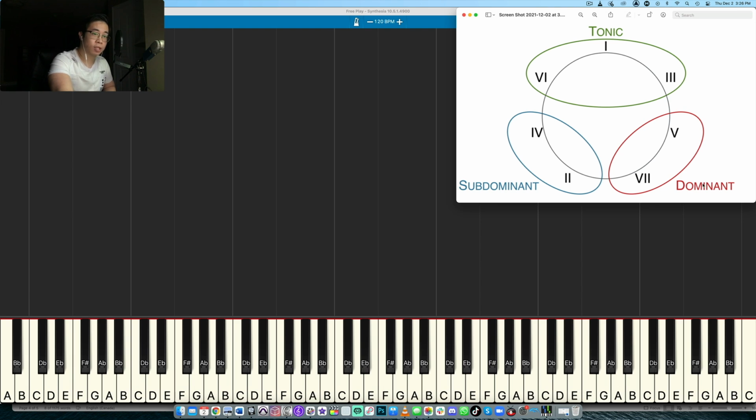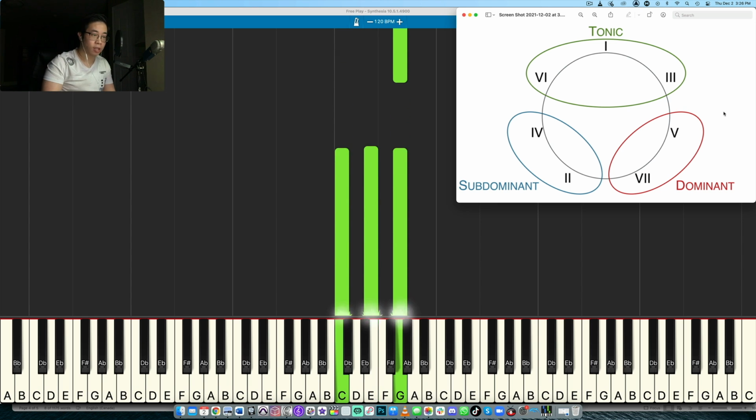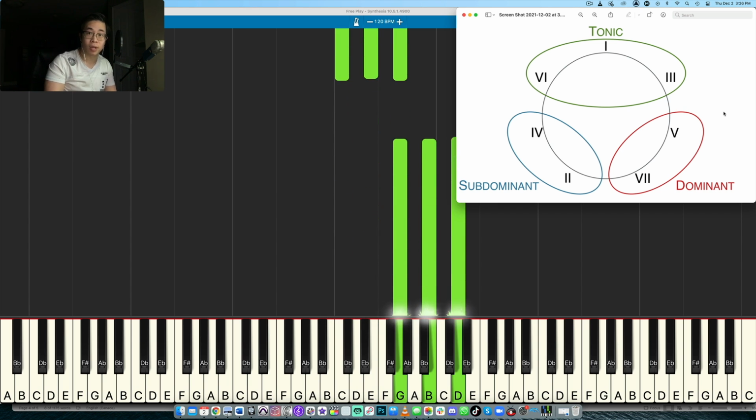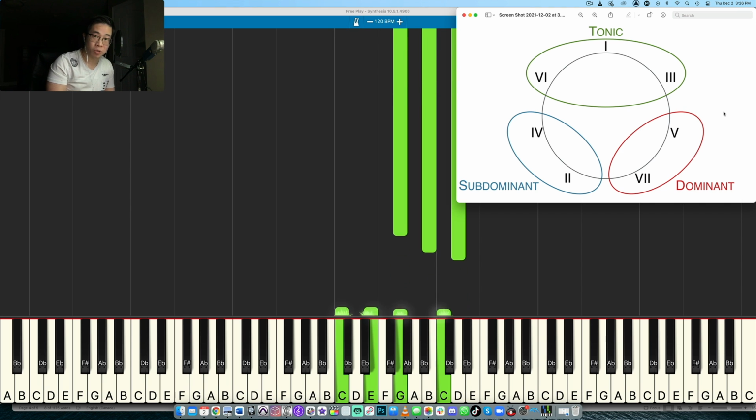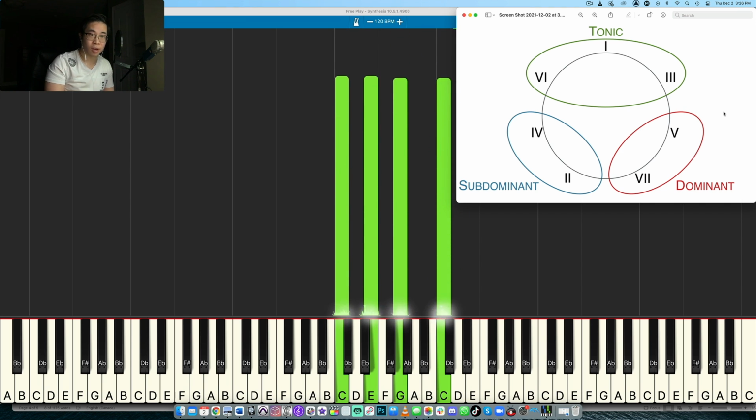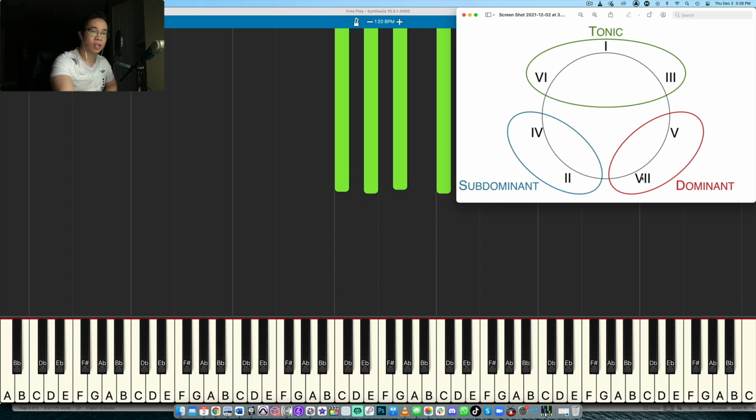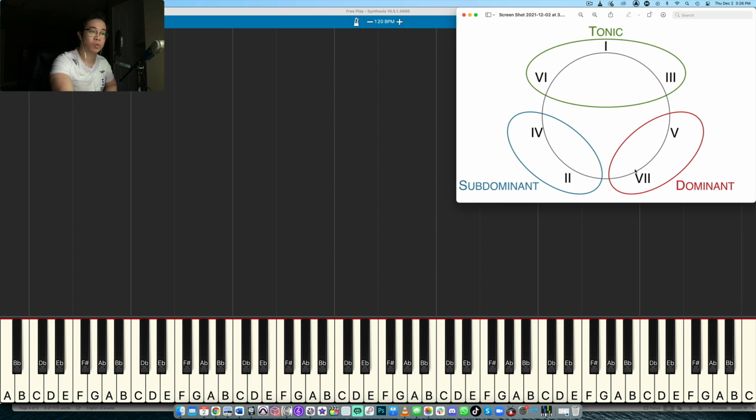Then dominant, which is also very important, is the most tension-filled chord or scale degree within a scale, within a key. So dominant usually refers to the 5 chord. So in the key of C major, that would be G. So if the C chord is the tonic chord, then the G chord is the dominant chord. And it usually really wants to go back to the 1 chord, the tonic chord there. And you can see the 7 there is also part of the dominant group, which we'll go over as well.